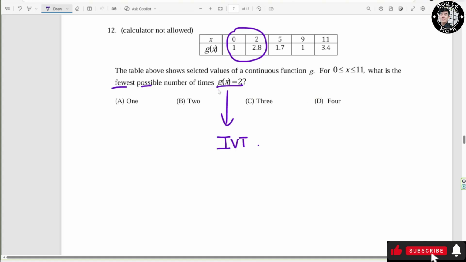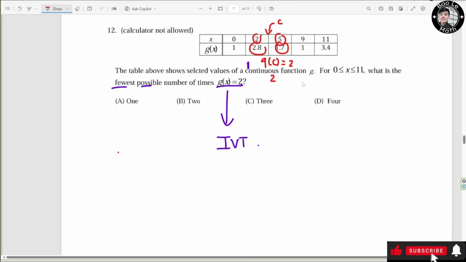Now, there exists a number C in the interval 0 to 2 such that g of C equals 2, right? 2 is between 1 and 2.8, right? So this is the first. Now, the second interval is from 2 to 5. There is a number C in this interval such that g of C equals 2. 2 is between 2.8 and 1.7, right? So this one is the second value.